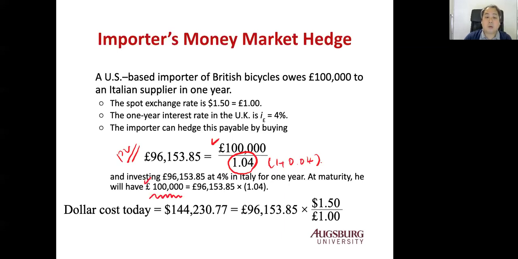So how many dollars do you need? You need 96,153.85 pounds, and each pound is $1.50, so multiplying by $1.50 you need $144,230.77. So the idea is fairly simple. You buy foreign currency upfront, basically.